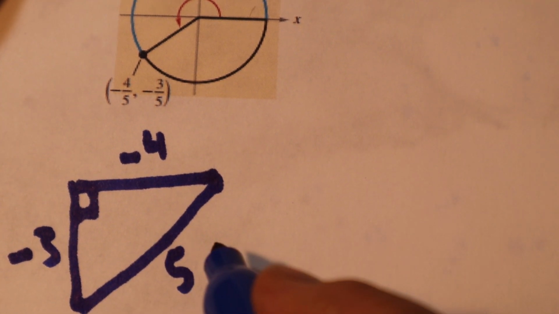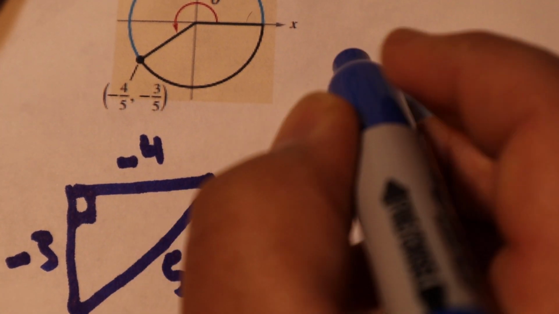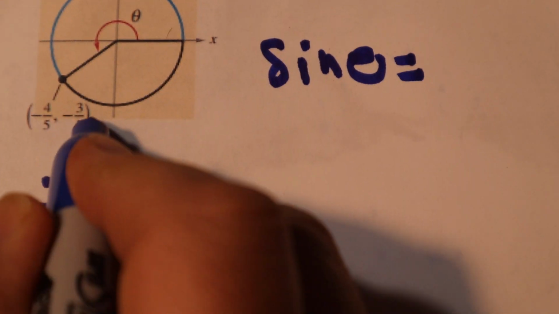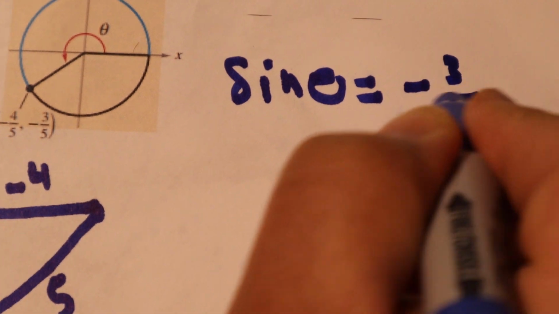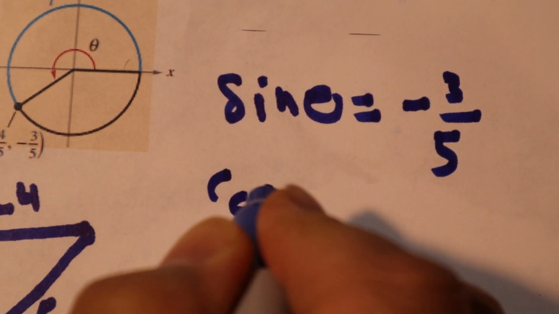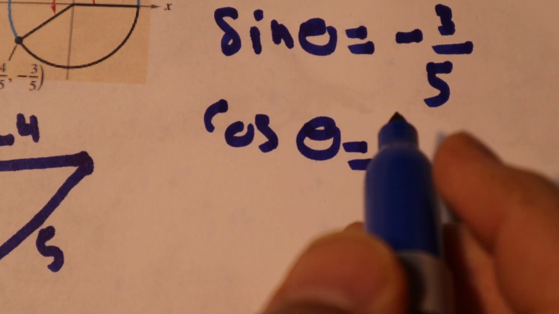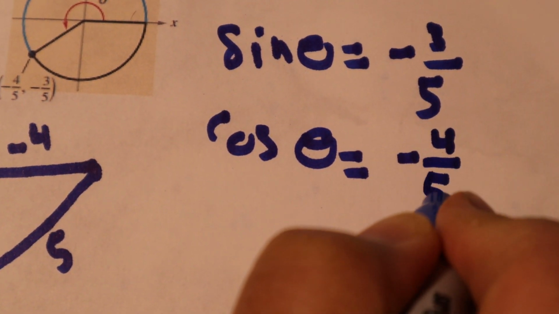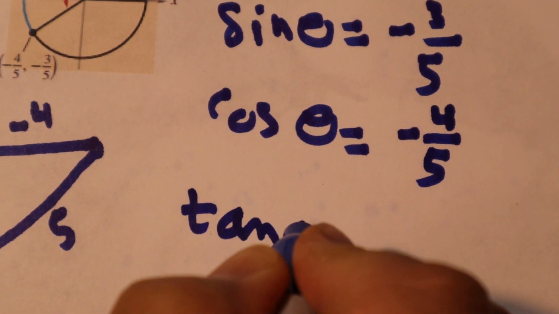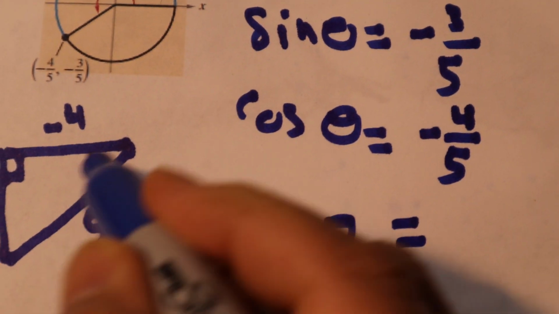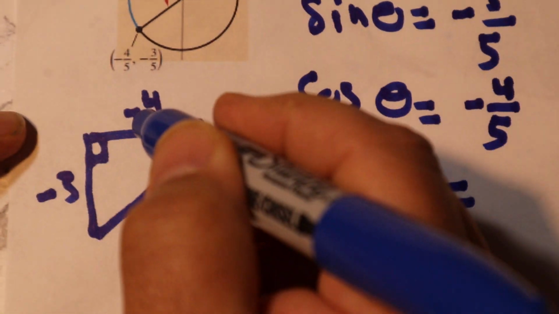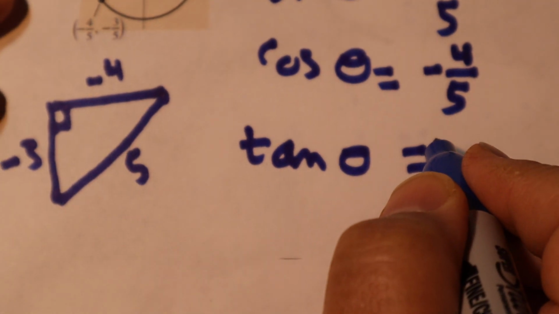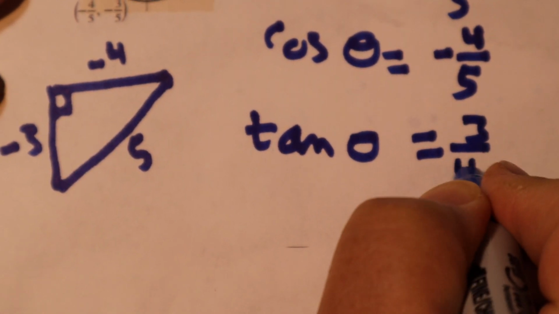Now it's easy to find all 6 trig functions. So sine is given, it's -3/5. Cosine is -4/5. Tangent is opposite divided by adjacent, which would be -3 divided by -4. -3 divided by -4 would be +3 over 4.